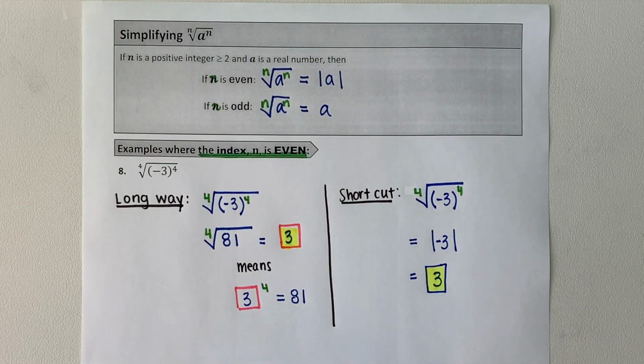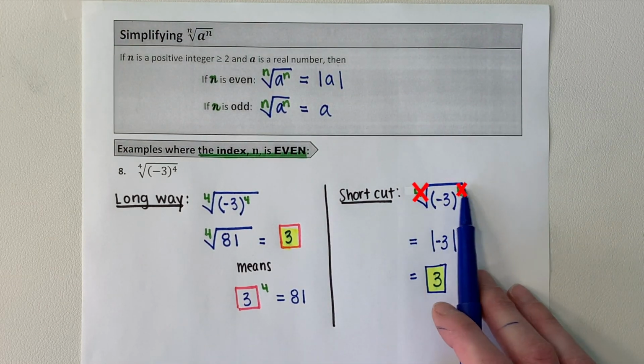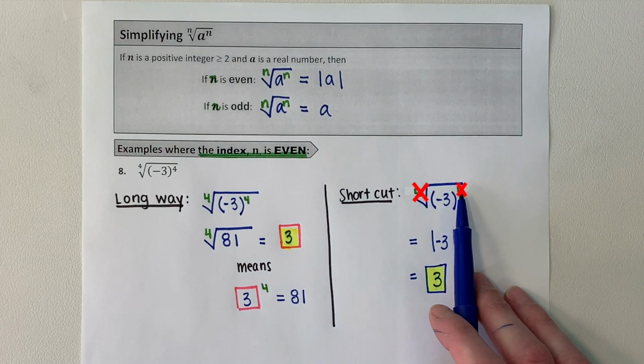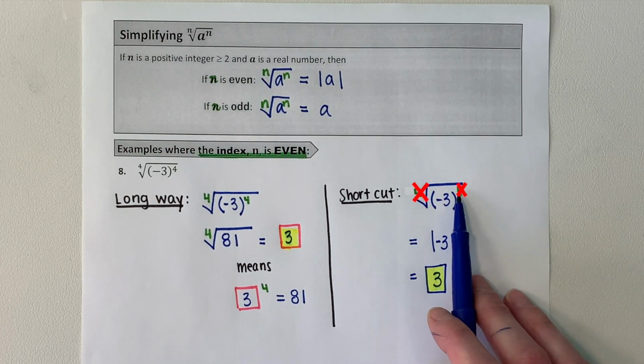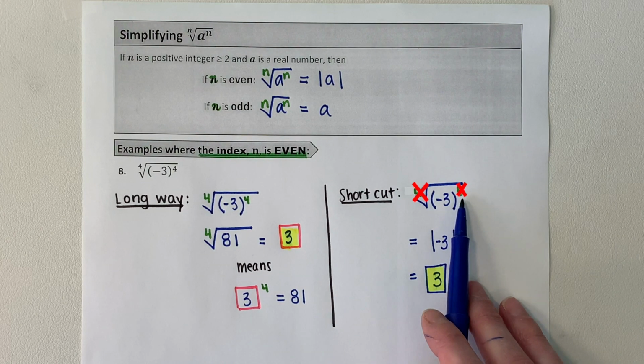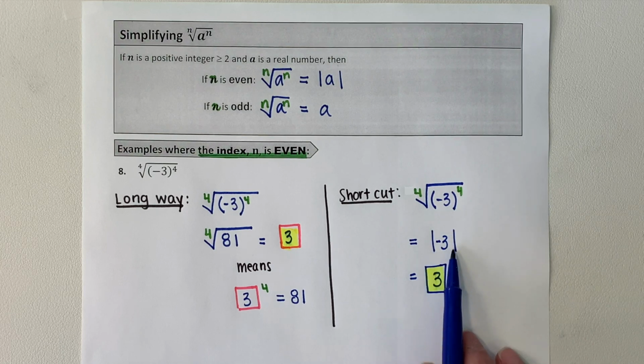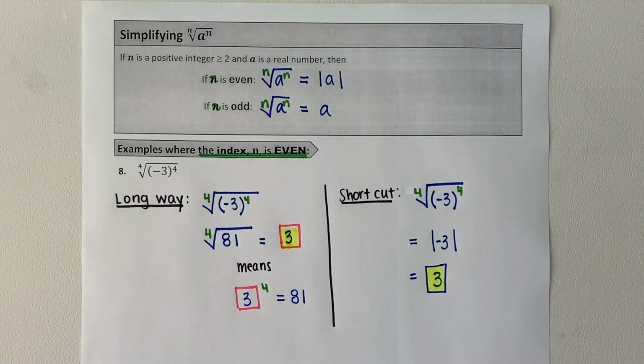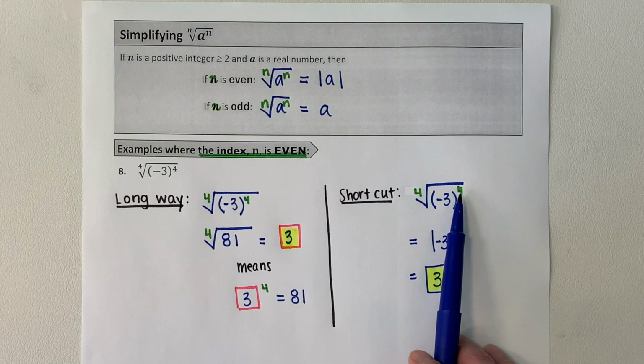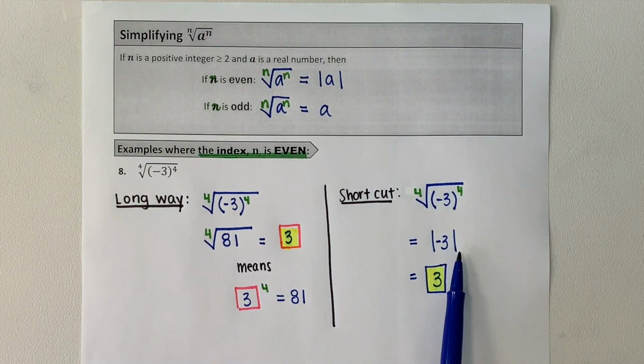You can really think about it as the 4th root and the 4th exponent cancel each other out. So the 4th root and the 4th exponent are inverse operations. They cancel each other out, just leaving us with negative 3. But when this is an even number, we just have to make sure to put absolute value bars around our answer. Now, when this number here is even, why do we need these absolute value bars?